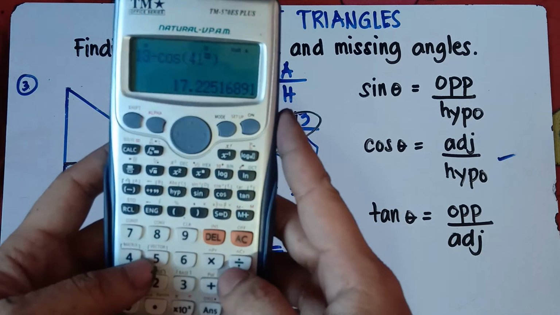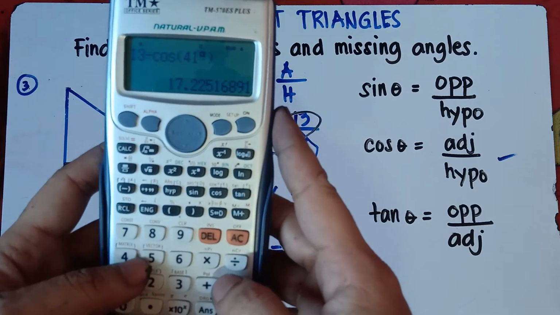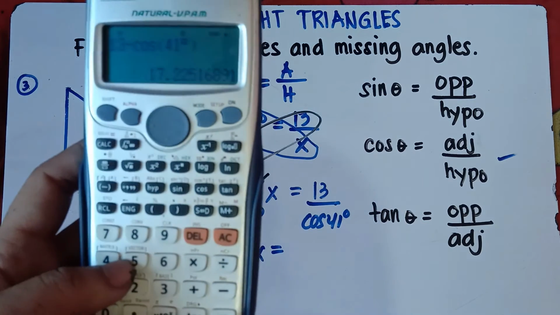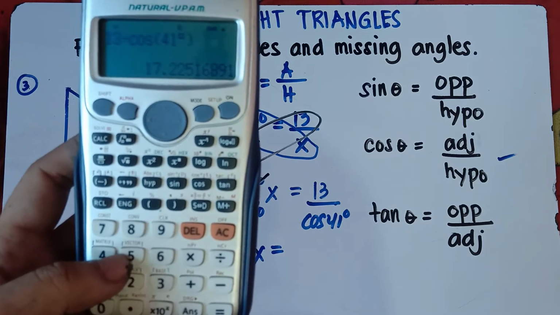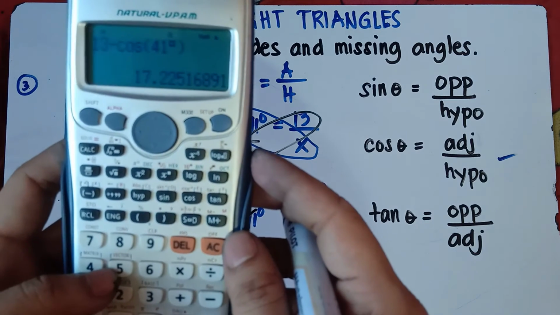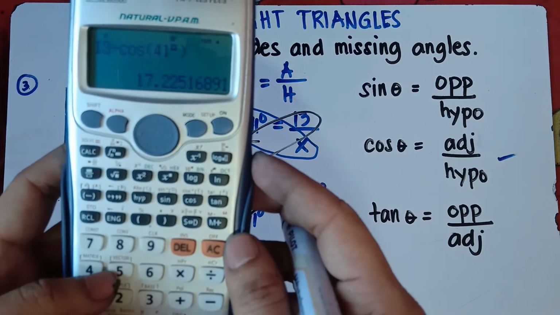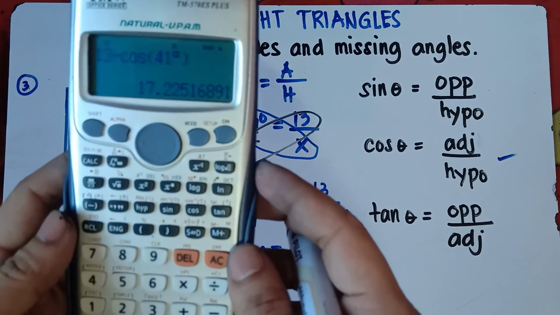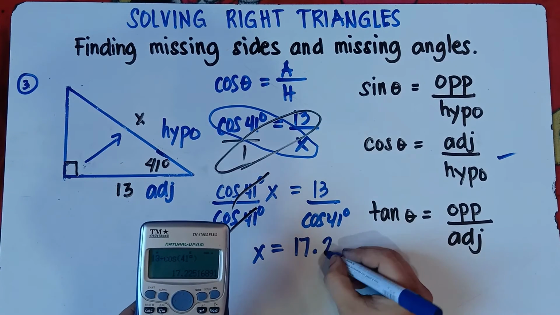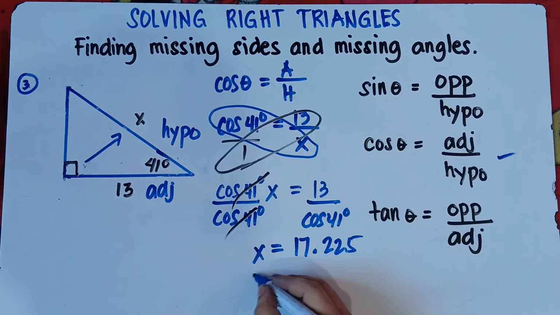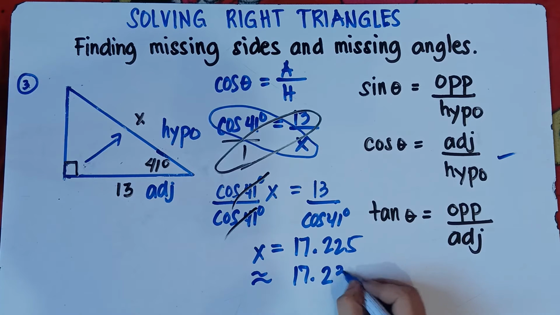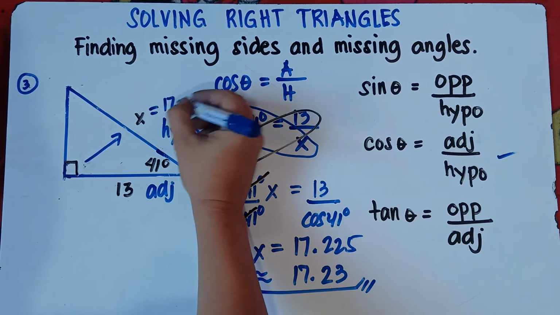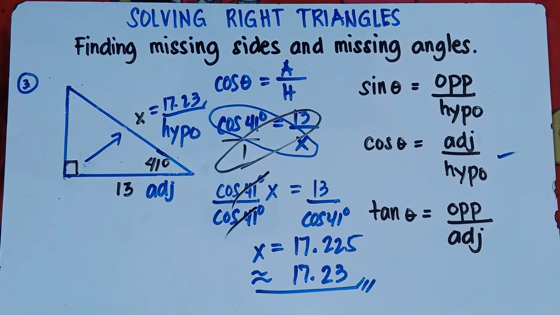It depends on you, class. You can have 2 digits or you can have the nearest tenth, whichever you prefer. Let's have hundredths, a 2-digit decimal. 17.225, we can round it up. This is 5, so it becomes 3. So x is equal to 17.23. That's the answer for number 3. So easy, right?